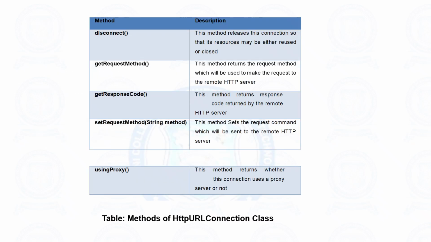We are using the following methods. Disconnect: this method releases the connection so that its resources may be either reused or closed. getRequestMethod: the request method which will be used to make the request to the remote HTTP server. getResponseCode: returns the response code returned by the remote HTTP server. setRequestMethod: this method sets the request command which will be sent to the remote HTTP server. usingProxy: this method returns whether this connection is using a proxy server or not.